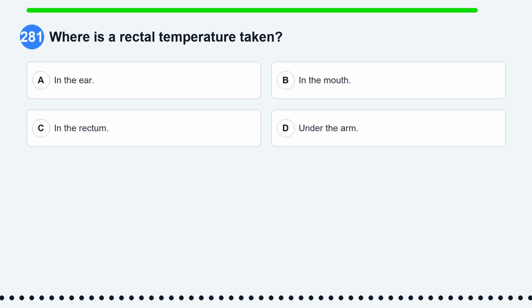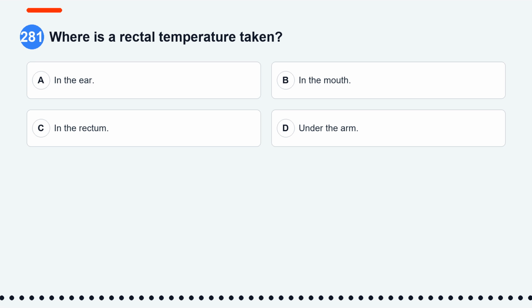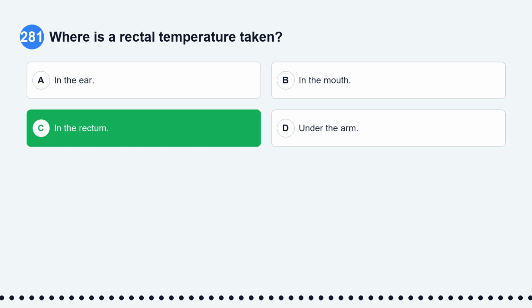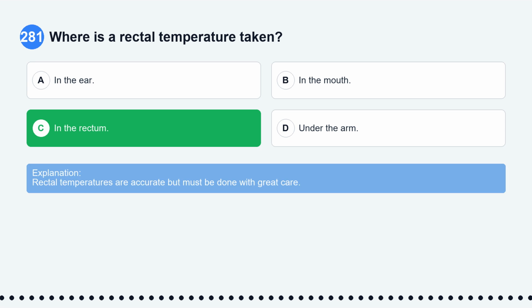Question 281. Where is a rectal temperature taken? Option A, in the ear. Option B, in the mouth. Option C, in the rectum. Option D, under the arm. The correct answer is option C, in the rectum. Rectal temperatures are accurate but must be done with great care.